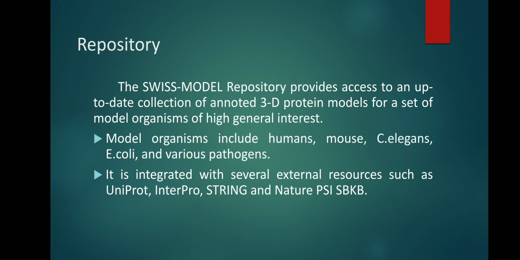The repository is where the stored details of the homology models are present. The Swiss Model Repository provides access to an up-to-date collection of annotated 3D protein models for a set of model organisms of high general interest. Model organisms include humans, mouse, E. coli, and various pathogens. It is integrated with several external resources such as UniProt, InterPro, STRING, and Nature PSI SBKB.